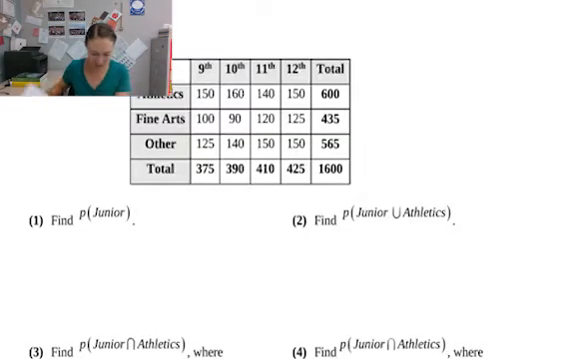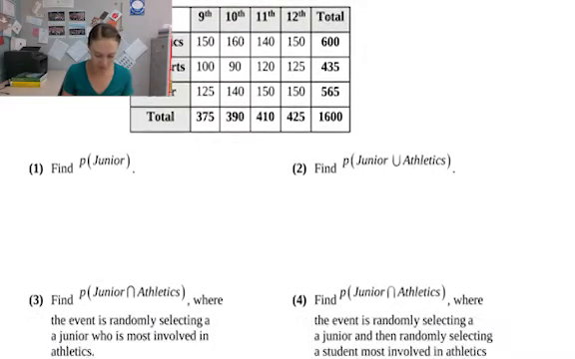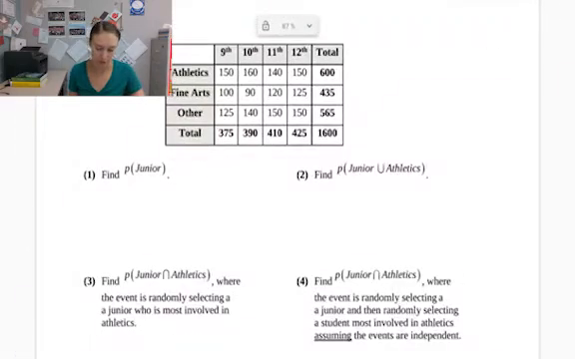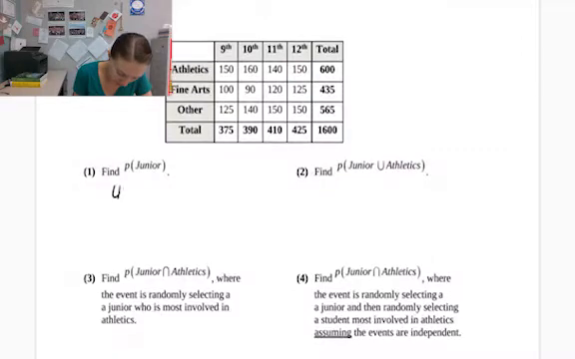Okay, let's go to the next page. So we have the same category, the same data here. So just some probability review. Find the probability that we have a junior. Well, this is not conditional. Juniors, we have 410 juniors out of 1,600 students.